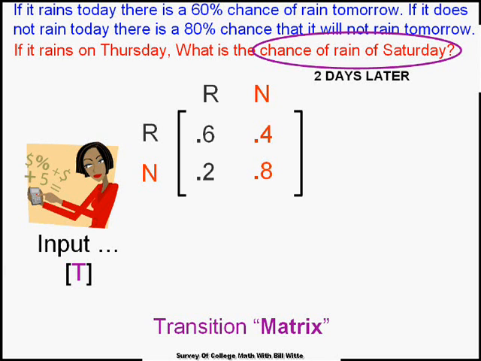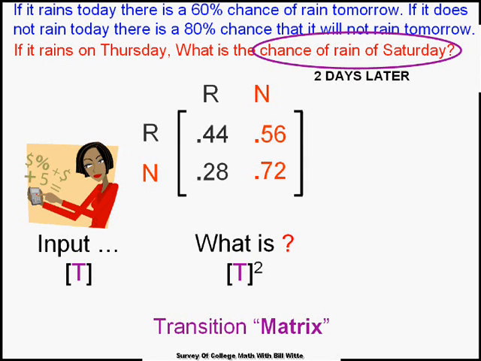Okay, we input into the calculator using our matrix key, and then for 2 days later, we calculated what T, the transition matrix, squared was. And it gave us plenty of information. We had to pick out the information that they wanted there to go from rain to rain. And that answered our question. How about that?